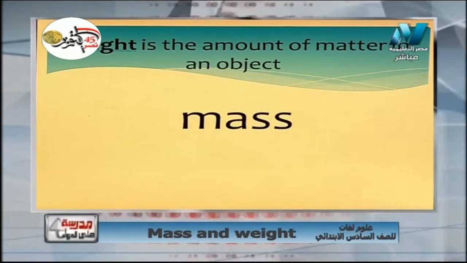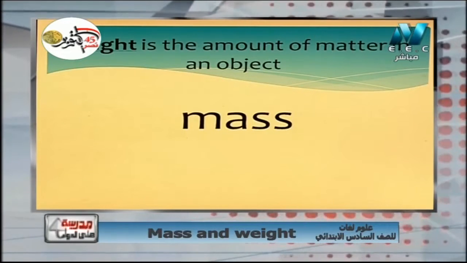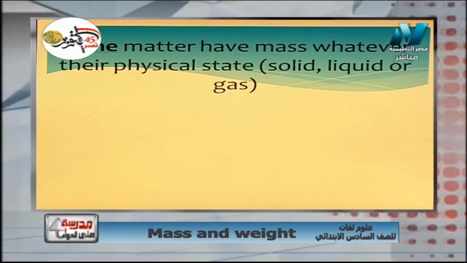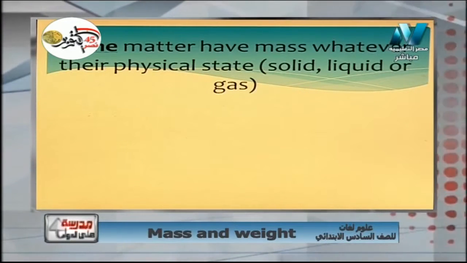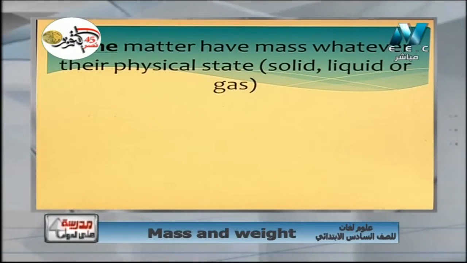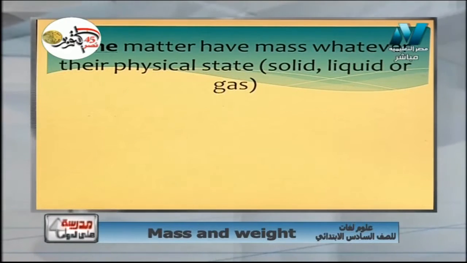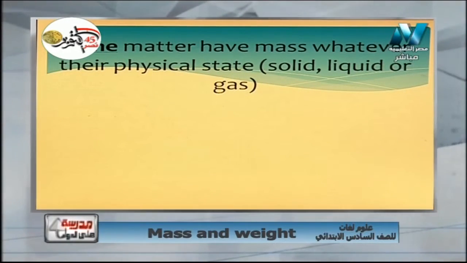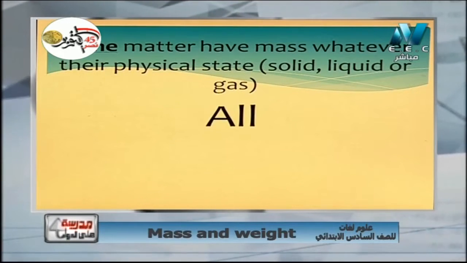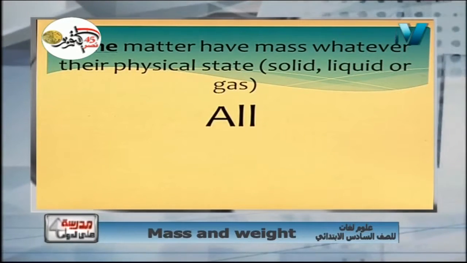To correct the question: weight is the amount of matter in an object, it will be mass. Second question: Some matters have mass whatever their physical state, solid, liquid or gas. The sentence has an important mistake with the word "some". Do only some matters have mass? No, of course, all matter has mass. So I can say all matter has mass whatever its physical state, solid, liquid or gas.